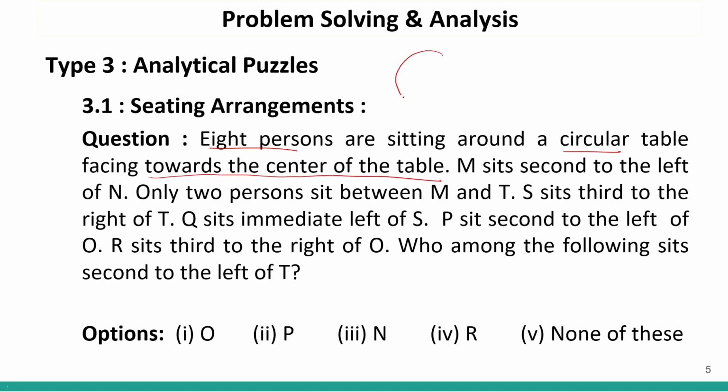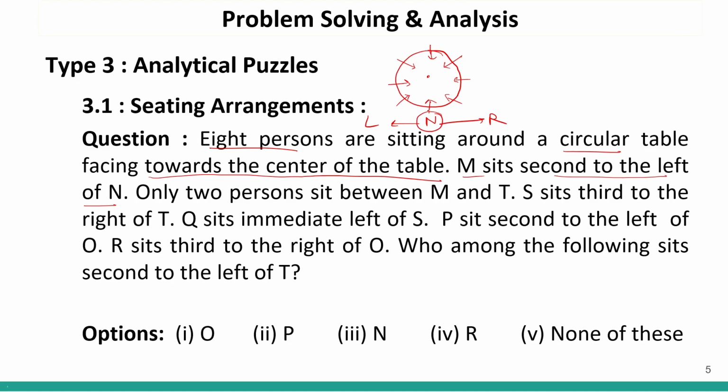So this is already given to us. So 8 people, 1, 2, 3, 4, 5, 6, 7 and 8. They are sitting in a circle and everybody is facing towards the center. This is given in the question. Okay. Now, M sits second to the left of N. So let's say N is sitting over here. M will sit second to the left. This direction will be the right of N and this will be the left of N.